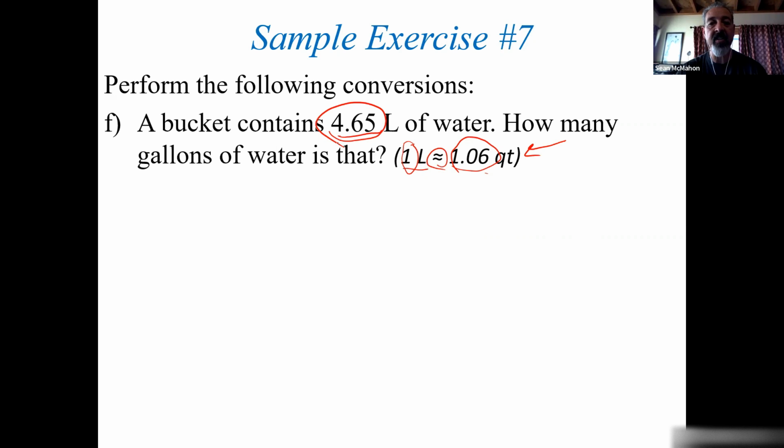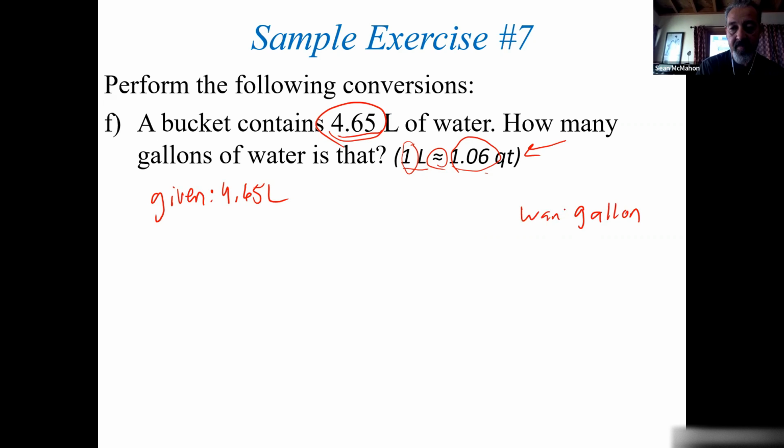So how many gallons of water is in 0.465 liters? So what am I going to start with? I'm given 0.465 liters, and I want to go to gallons. I know from liters, I can go to quarts, because that is right there. And I can go from quarts to gallons. How come? 4 quarts equals 1 gallon.